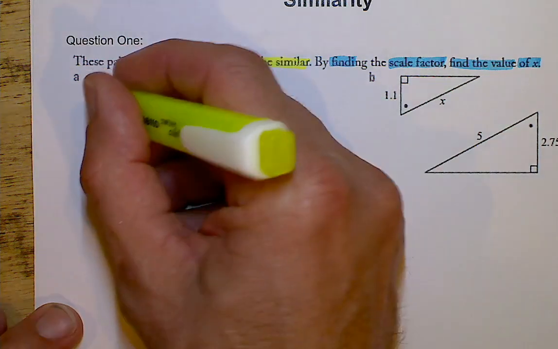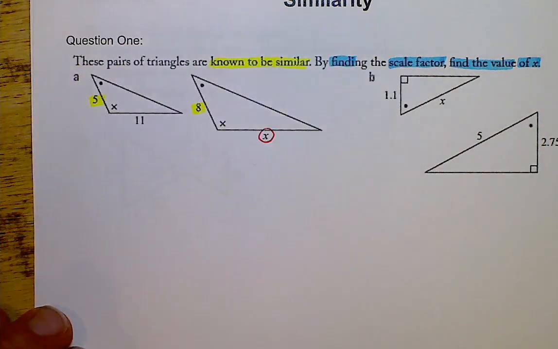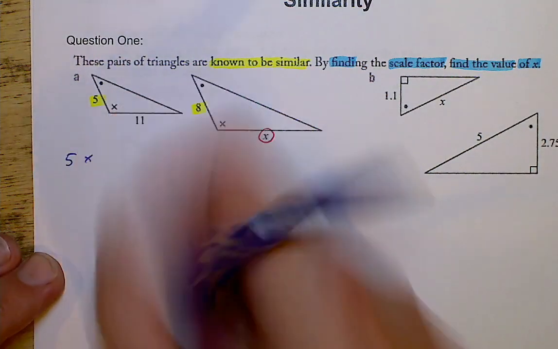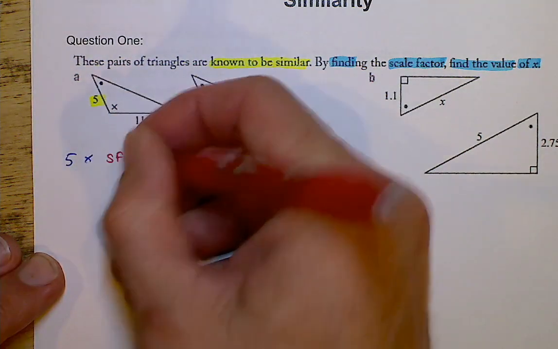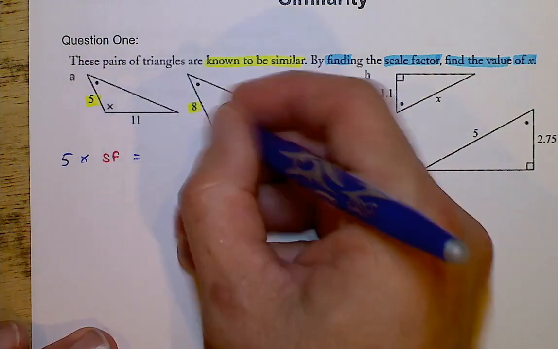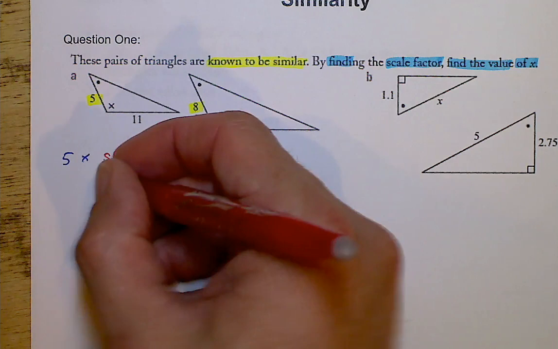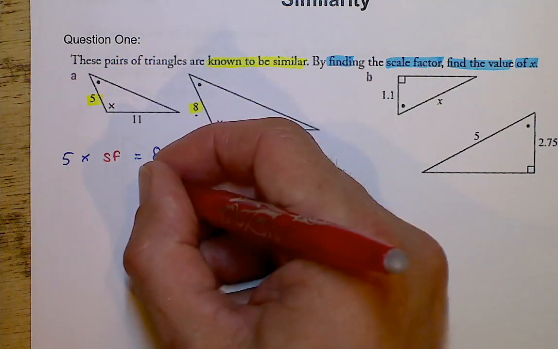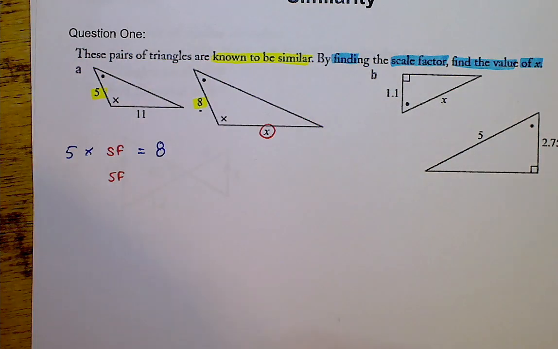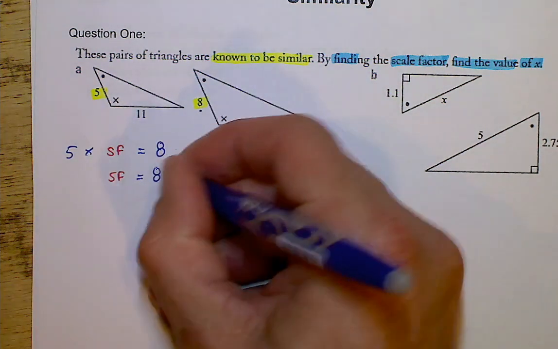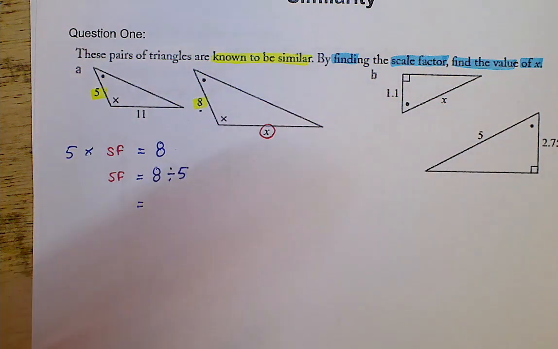So two common sides that we know are 5 and 8. So we're going to use these to help find our scale factor. So 5 must be multiplied by something, and we're going to call that the scale factor, to equal 8. All right, and what we do, as we've shown, is the reverse operation of timesing by 5. We're going to divide by 5. So we're going to go 8, and instead of timesing by 5, we're going to bring it over here. We're going to divide by 5.